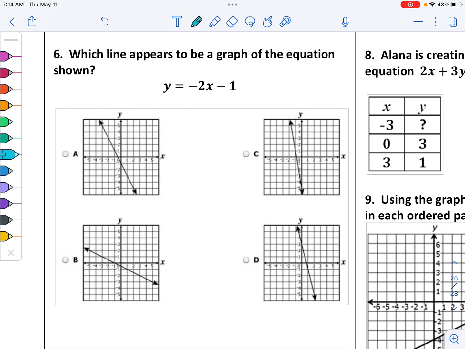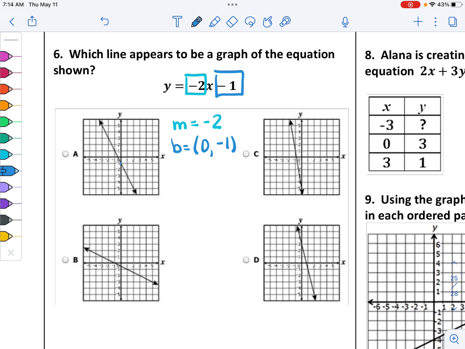All right, talking about number 6, this is that slope-intercept form. Again, we're going to look at our slope. Our slope would be the number in front of the x. That's going to be -2. Our intercept would be that -1 at the end. So that's going to be B equals 0, -1. Remember, your y-intercept always starts with an x value of 0. So we're looking for one of these graphs to fall at the point 0, -1.